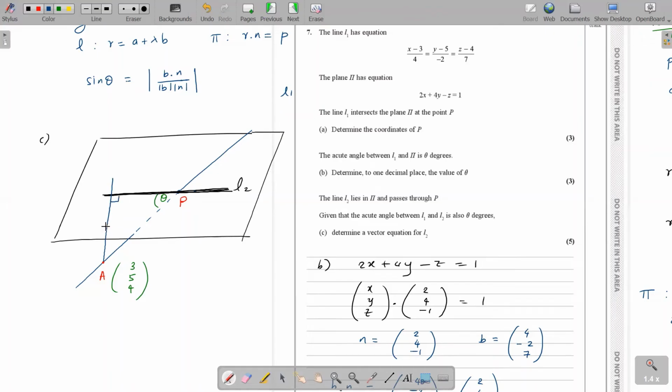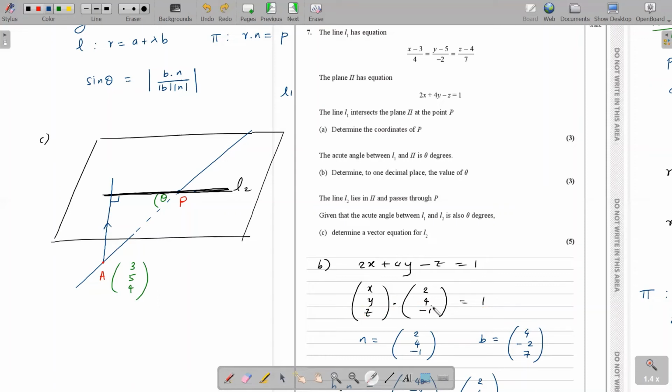So do we know the direction vector of the perpendicular vector? Now from A, we are drawing a perpendicular to the plane, right? So do I know the direction vector of this particular line? We know the normal to the plane. The plane is given as r dot n equals p, right? r dot n equals p.